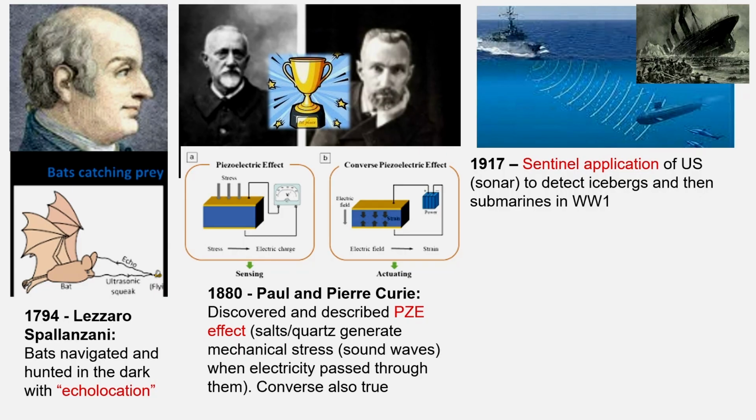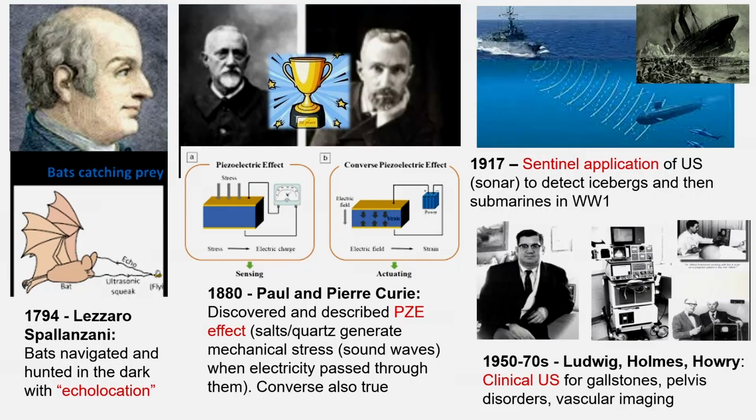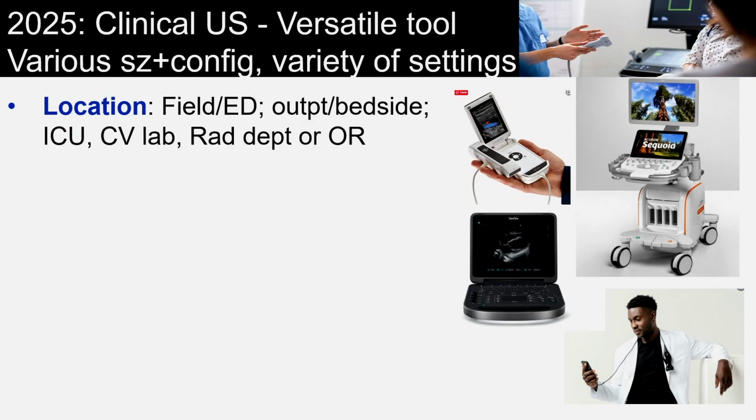This technology matured and actually came out of sort of warfare, and then eventually ended up in scientists' and physicians' labs between 1950 and 1970. This is when clinical sonography, or ultrasound, came into being for evaluation of gallstones, abdominal masses, pelvic female bleeding, and assessment of blood flow within the heart and vessels.